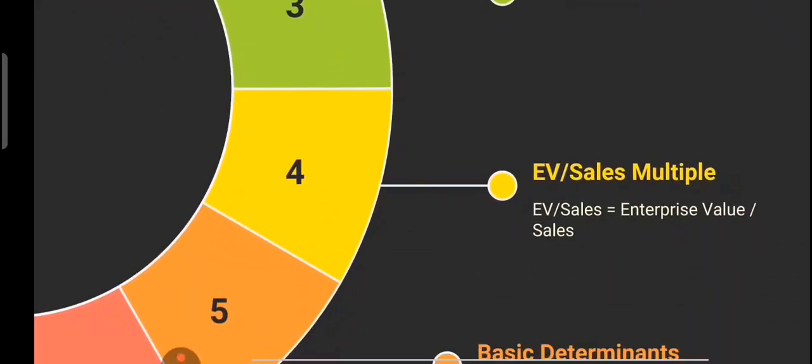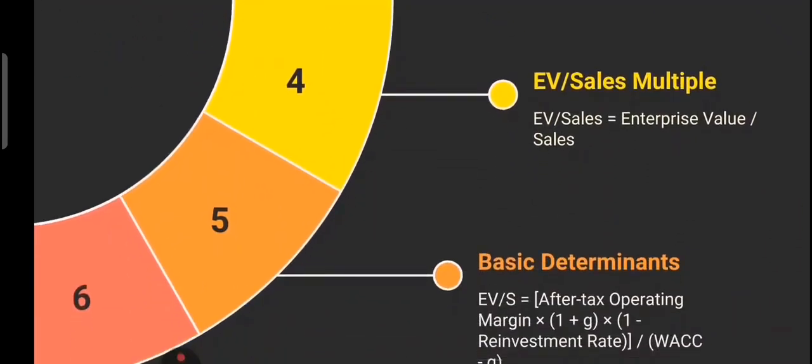Then we have the EV upon sales multiple. EV means enterprise value, sales you know it very well, right? This tells you how much value the market places on every rupee or every dollar of the company's sale. That is called the enterprise value upon sales multiple.